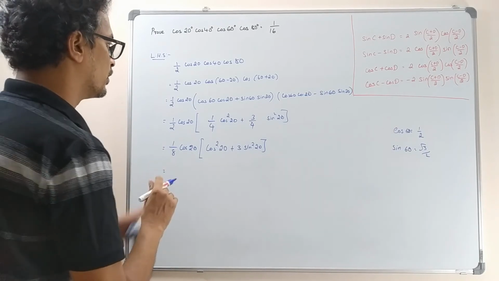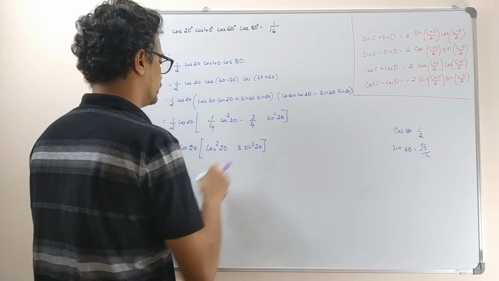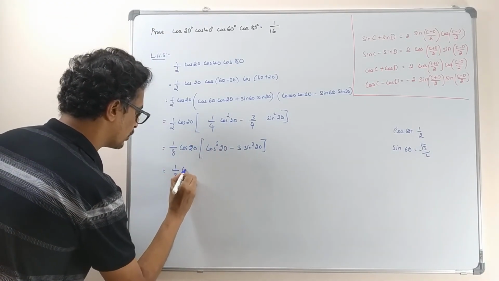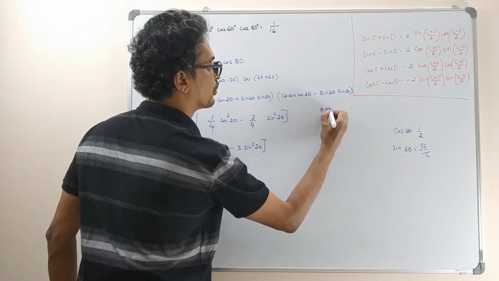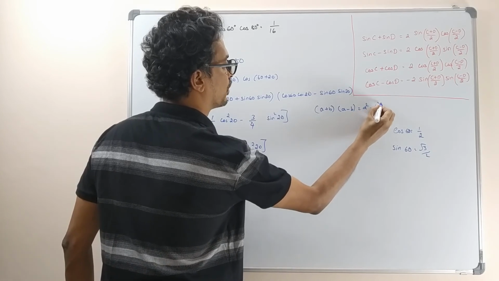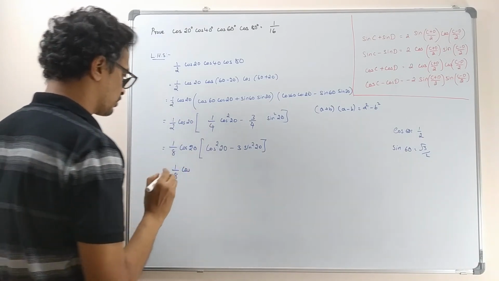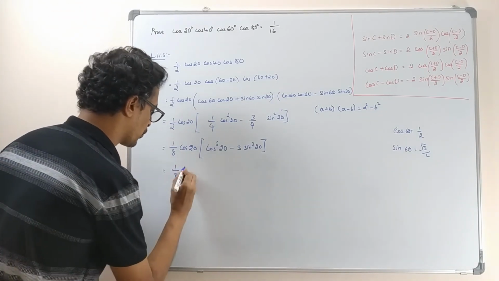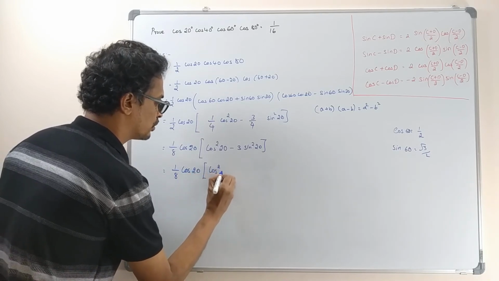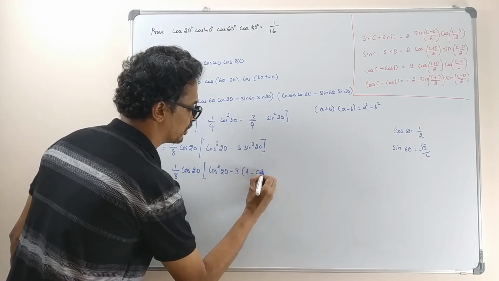Are we doing some mistake? Yeah, this is minus. A square minus B square, no? Okay, so this will be 1 by 8 cos, because what happened? (A plus B)(A minus B) equals A square minus B square. So this will be A square minus B square. So that's what this minus is. We will put it as plus. So what this will be? Cos 20 into cos square 20 minus 3 into 1 minus cos square 20.